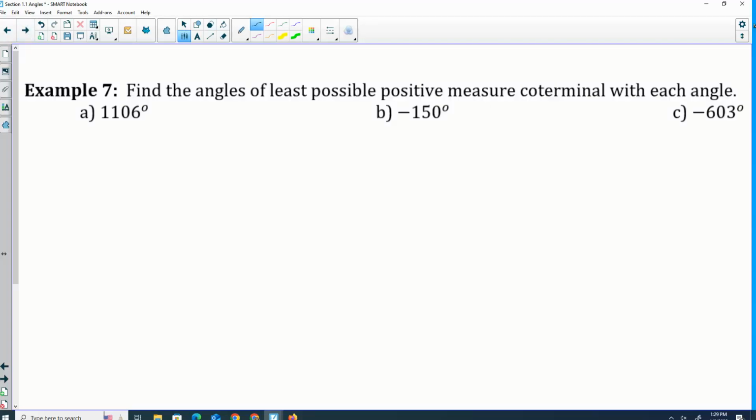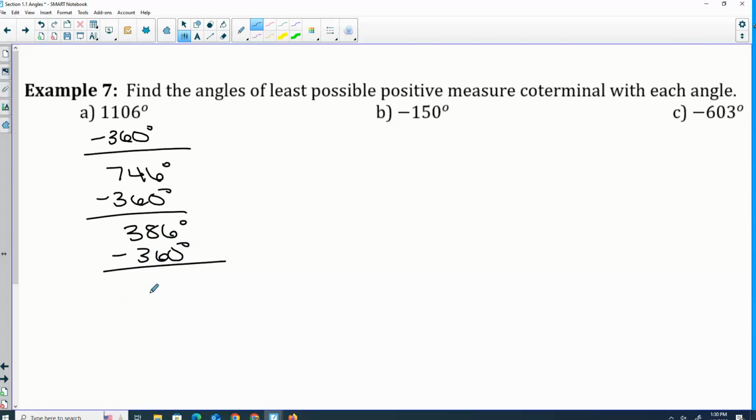All right, so let's find the angles of least possible positive measure coterminal with each angle. So to get coterminal, we are just adding or subtracting 360. So if I start here, 1,106 minus 360 gives me 746. Is that the most simplified we can get? No, so you might have to subtract multiple times. Okay, if I subtract 360, gives me 386. Is that small enough? Nope. So do it one more time, and that gives me 26.